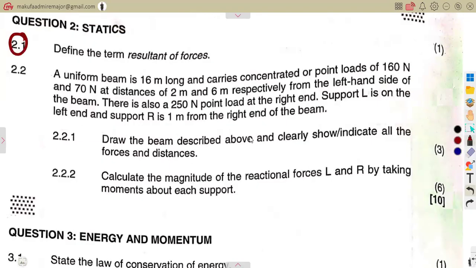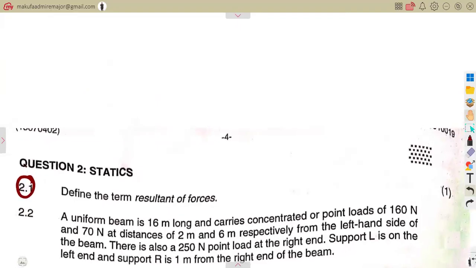All right. Question 2.1, which is on statics. Define the term resultant of forces. What is it that you're talking about? So remember, the resultant of forces, you're talking about a single force. So we are simply referring to it as a single force.